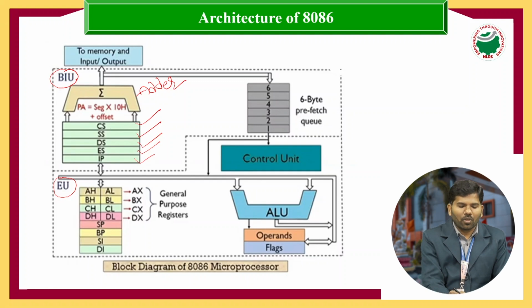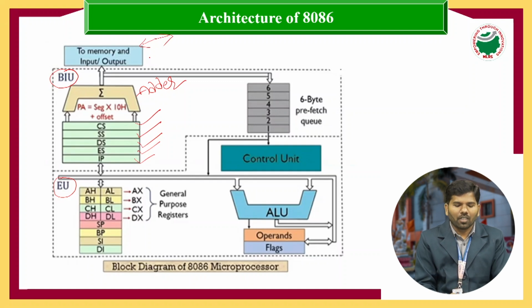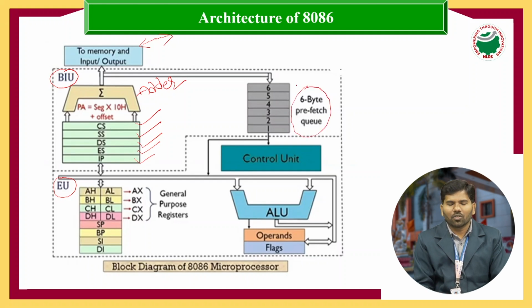To access the memory, here the memory is connected outside the microprocessor. It's not a part of your microprocessor. So externally we have to interface or connect the memory to the microprocessor, right? There is also an instruction queue, a 6-byte instruction queue, and this will increase the execution speed.